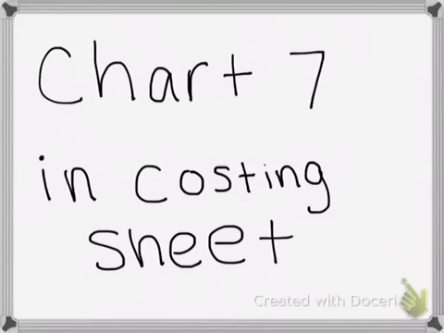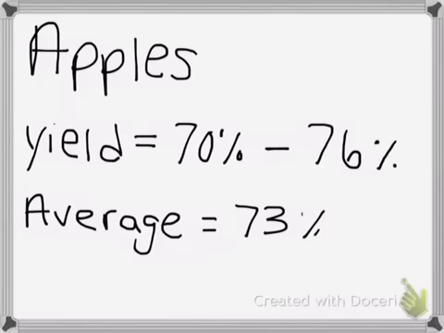You go to Chart 7, and Chart 7 is the fruits and vegetables, and it's the yield percentages for each one of those, okay? So let's take an example of apples, because I think apples is actually the first one on there. Apples, it says there that it has a yield of between 70 and 76%. Now, whenever you see that on there, you're going to use the average yield, which in this case would be 73%, because it's a 6-point spread from 70 to 76, so 73%.